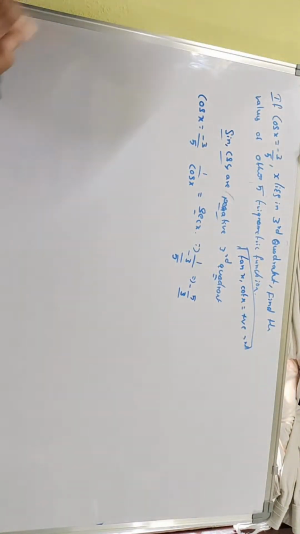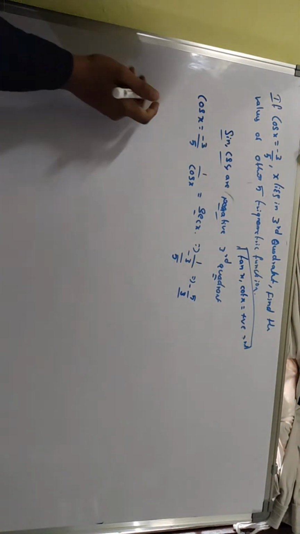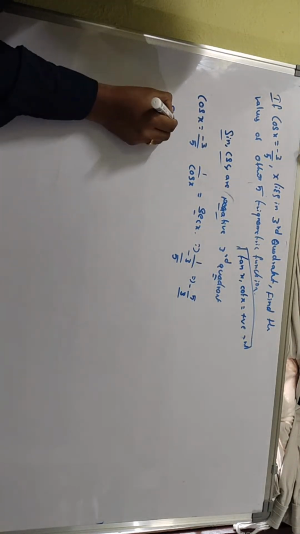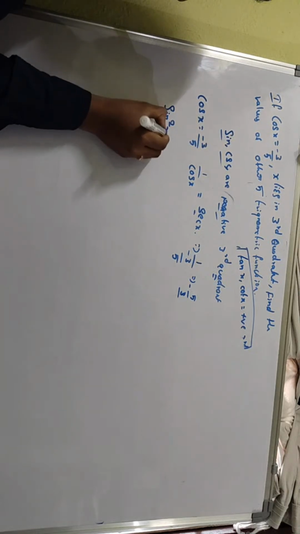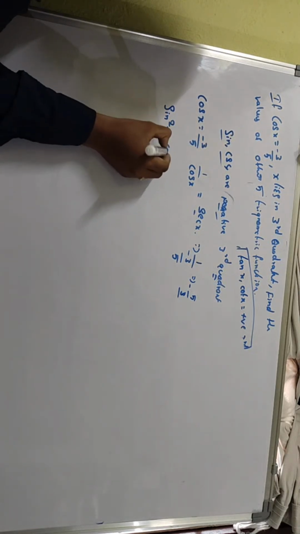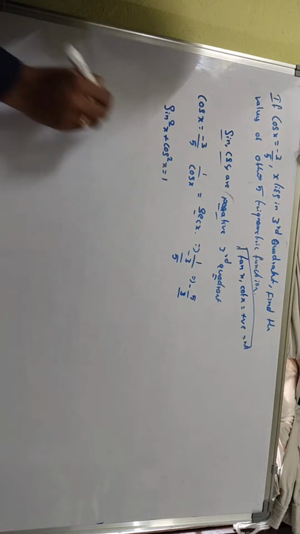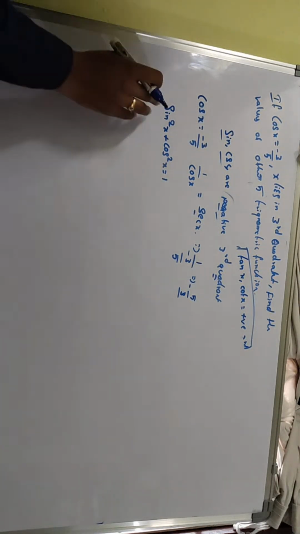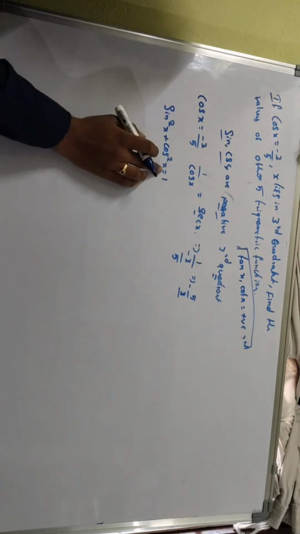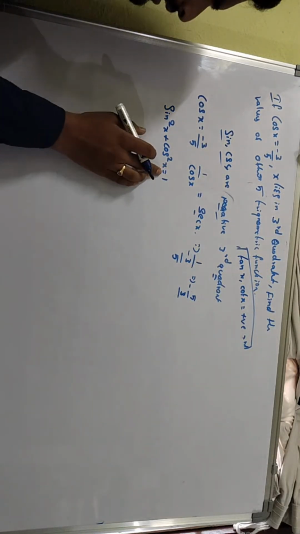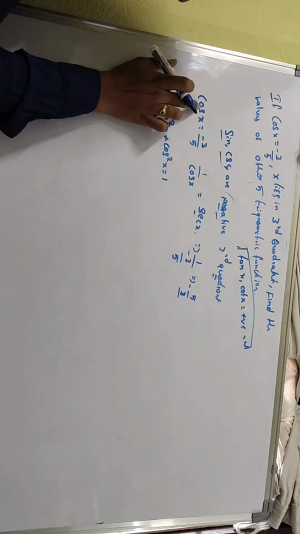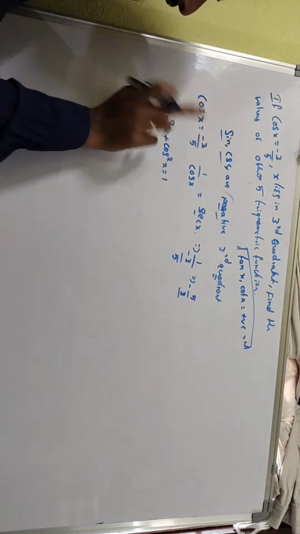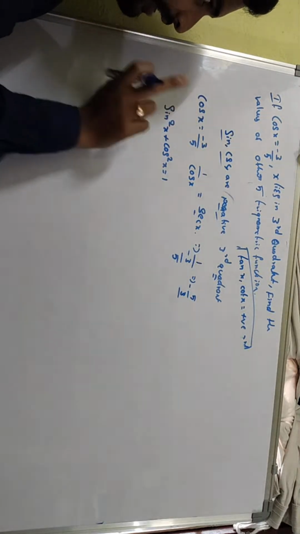For that purpose, we know the trigonometric identity: sine square x plus cos square x is equal to 1. Already we have the value of cos x here. What is the value of cos x? Cos x is minus 3 by 5. This is the value I get.